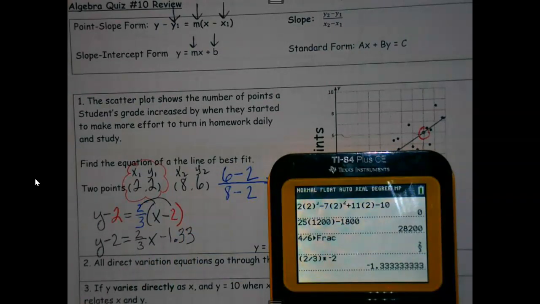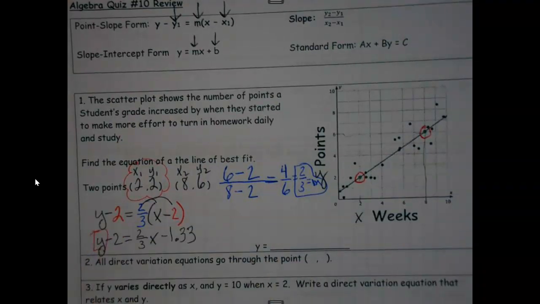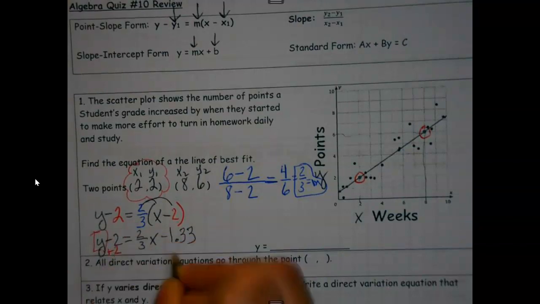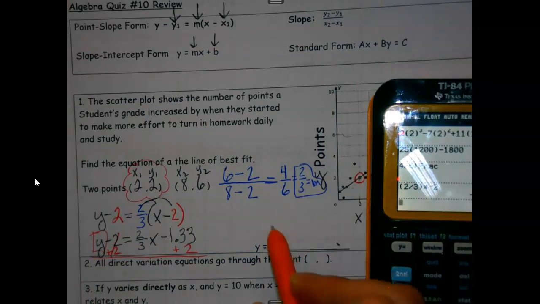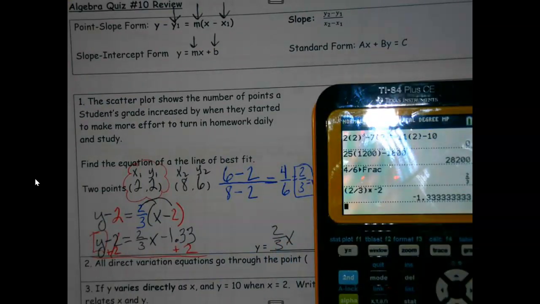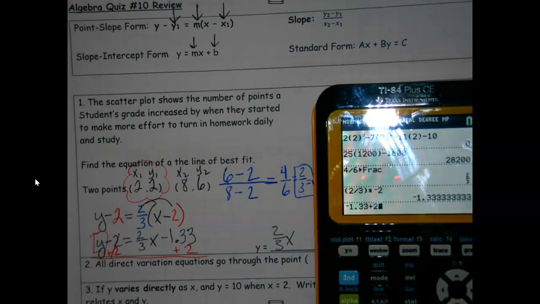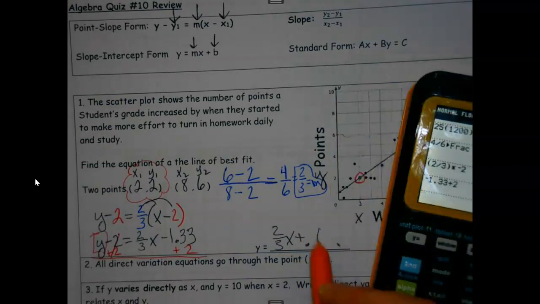And I got one step to go. Because I noticed this says y equals, so I need y by itself. So the last thing I'm going to do is add 2. So I got 2/3 x and -1.33 plus 2. Weird, but true. And I get to my answer.